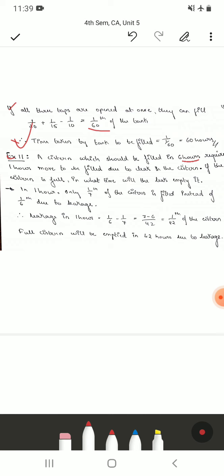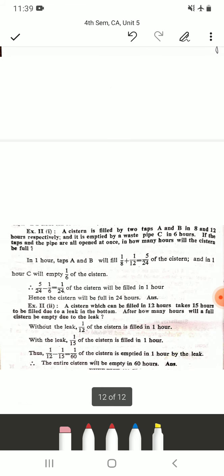So what is the work done now? It is only 1/7 of the tank that is filled instead of 1/6. Now we can find out what the leakage in 1 hour is. So it is 1/6 of the tank minus 1/7. When you simplify, you get 1 by 42. So therefore, the full tank will be emptied in 42 hours due to leakage. In this question, they have asked how much time is required for the tank to be emptied due to the leakage. So you have to be careful what question is asked.